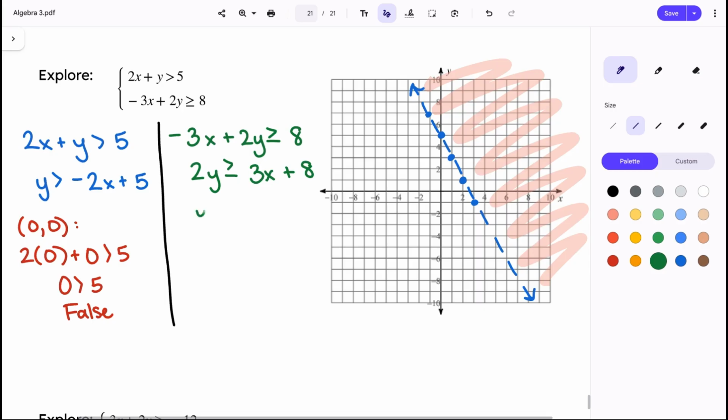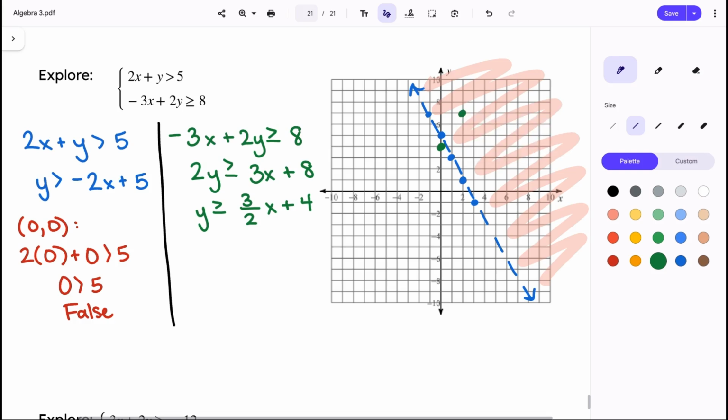So we have y is greater than or equal to, I can't simplify 3 divided by 2, so we're going to leave that as a fraction. And then what's 8 divided by 2? 4. And now we're going to graph this. So you're going to start by going up 4. What's my slope this time? Okay, up 3, right 2.